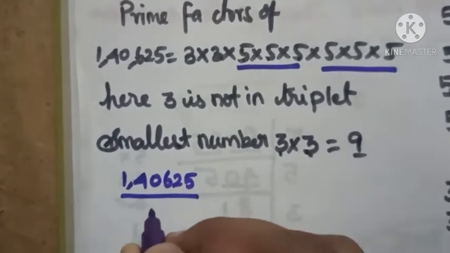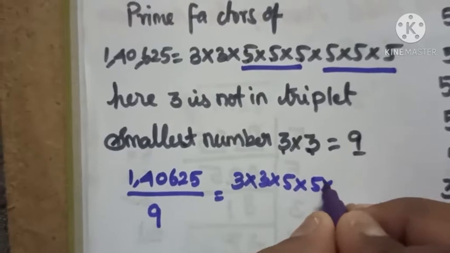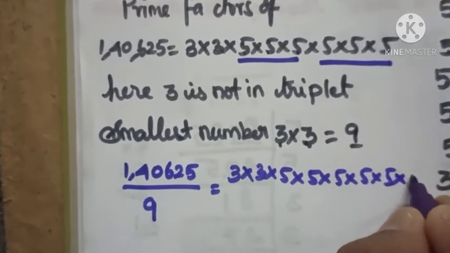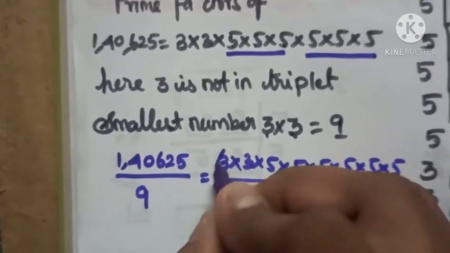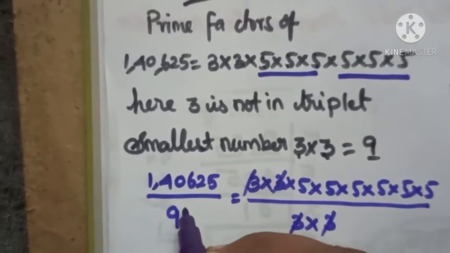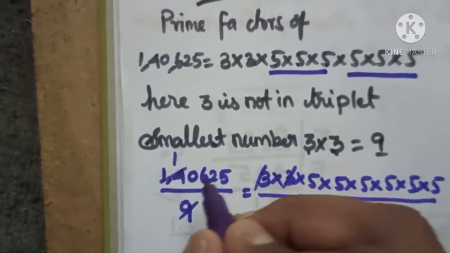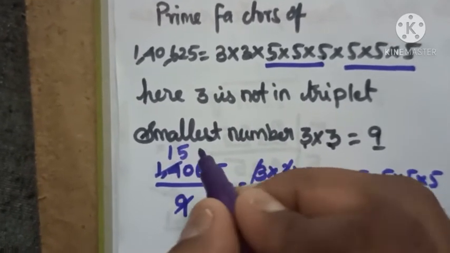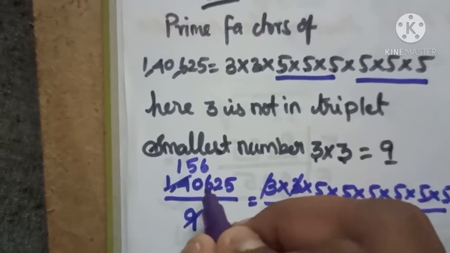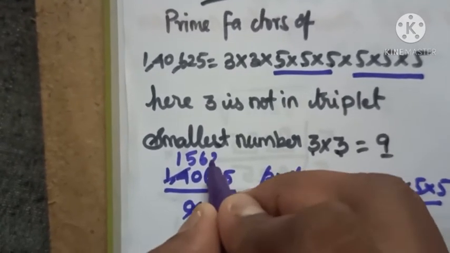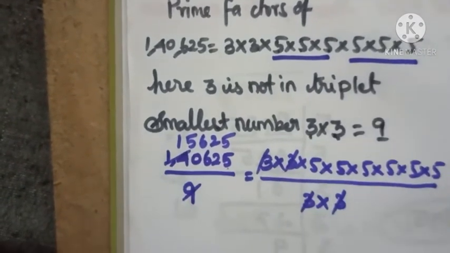1,40,625 can be divided by 9, and the factors are 3 into 3 into 5 into 5 into 5 into 5 into 5 into 5. Now it can be divided by the factor 3 into 3. Now the 3s cancel, and then 1 9 is 9, 2 9s are 18. So 9 1s are 9, remaining 5. So 9 5s are 45, remaining 5. 9 6s are 54, remaining 2, and then 9 2s are 18, remaining 4, and then 9 5s are 45. So 15,625.